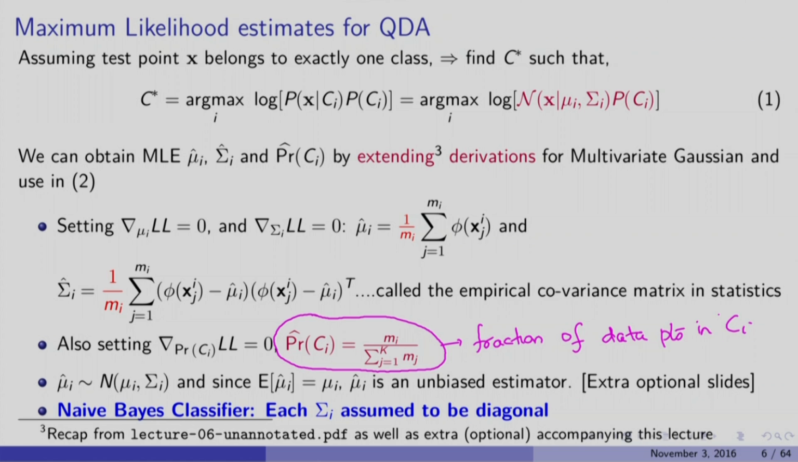A very interesting special case is that of the Naive Bayes classifier. The Naive Bayes classifier for Gaussians is nothing but the Gaussian discriminant analysis with a restricted setting, the restriction being that each of the sigma i's is assumed to be diagonal. So a diagonal matrix sigma I will mean that the features are independent of each other given the class.